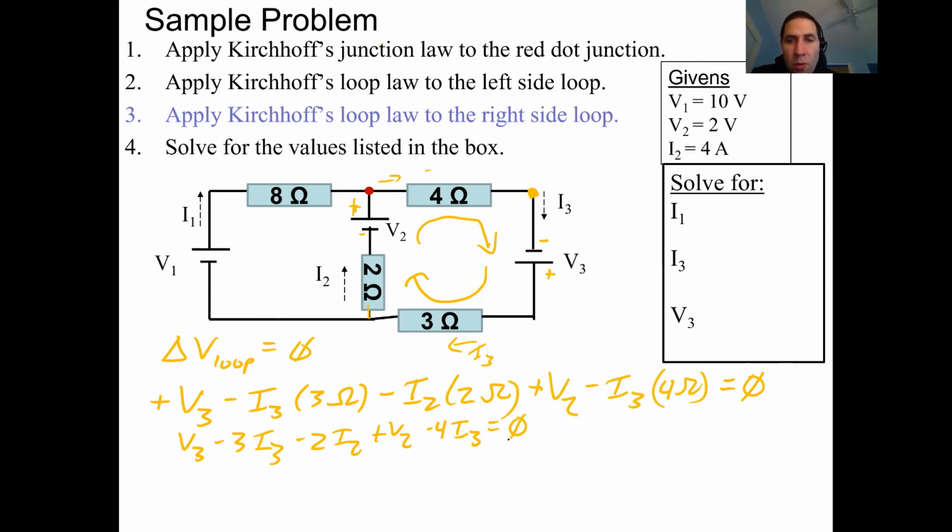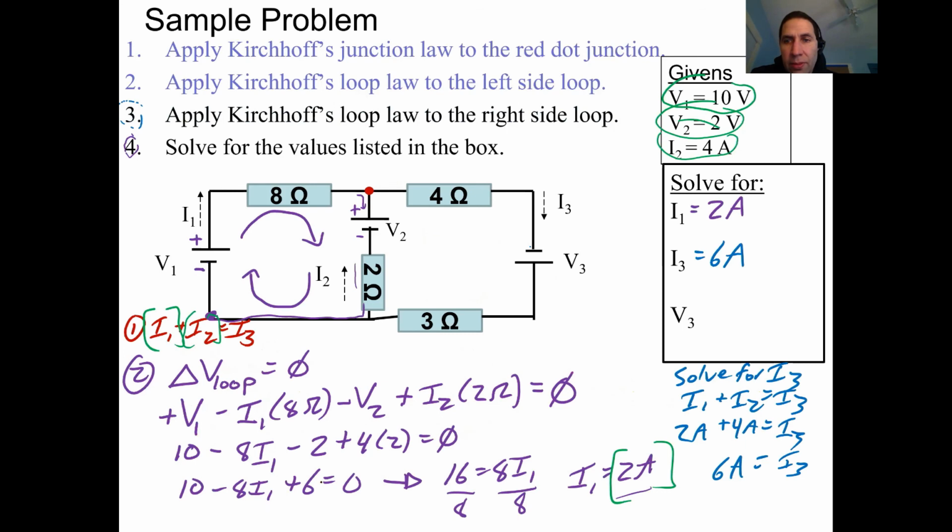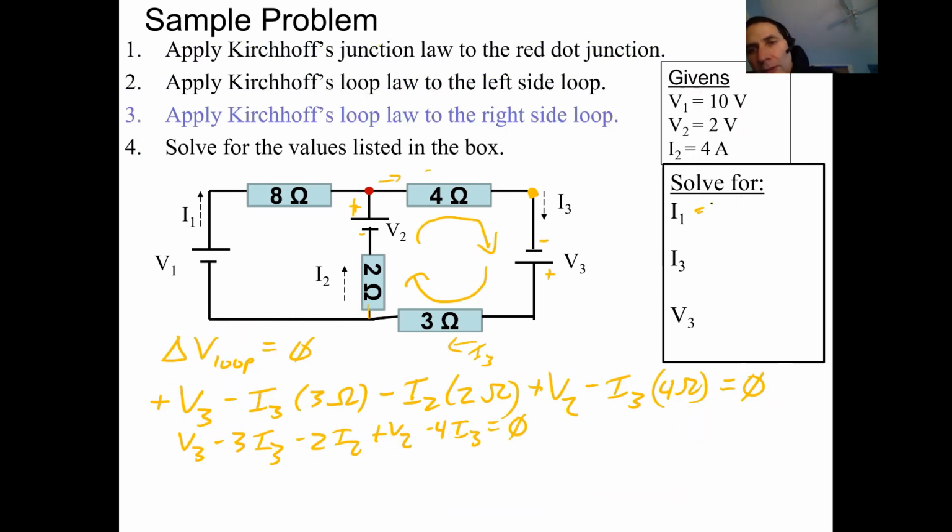And so let me just copy down here. So this was 2 amps and 6 amps. So this is 2 amps, this is 6 amps. So now we're just going to plug in and solve for V3. So I'm just going to do it this way: V3 minus 3 times 6 minus 2 times 2 plus 2 minus 4 times 6 equals 0. So what do I have here?